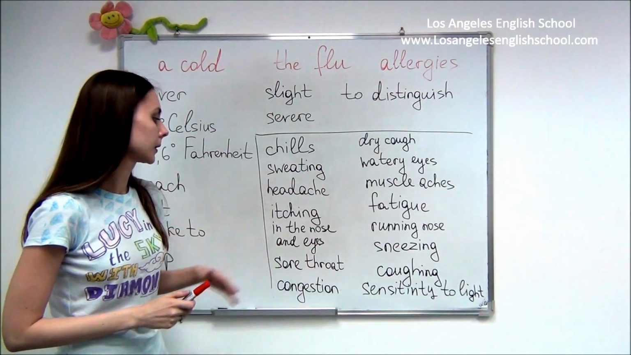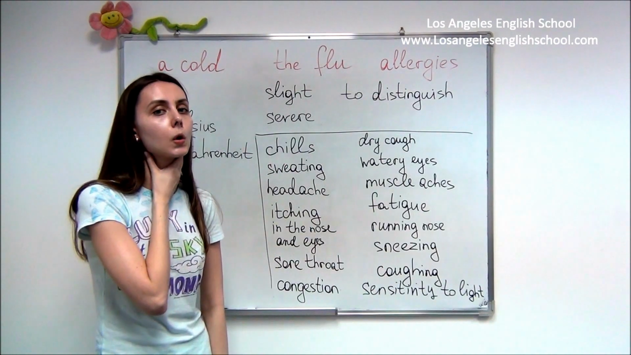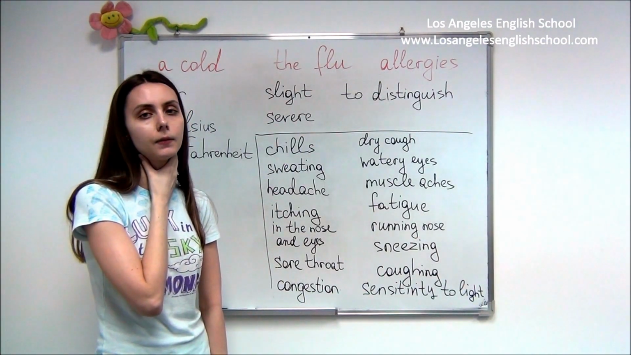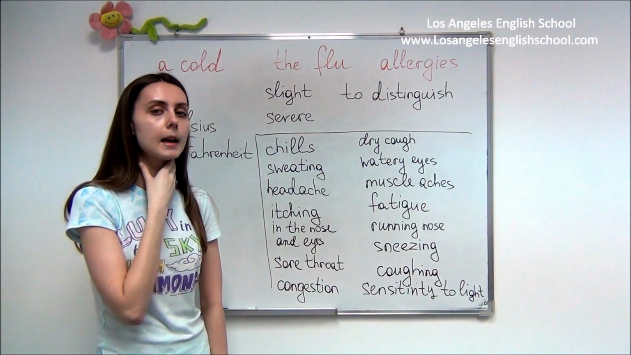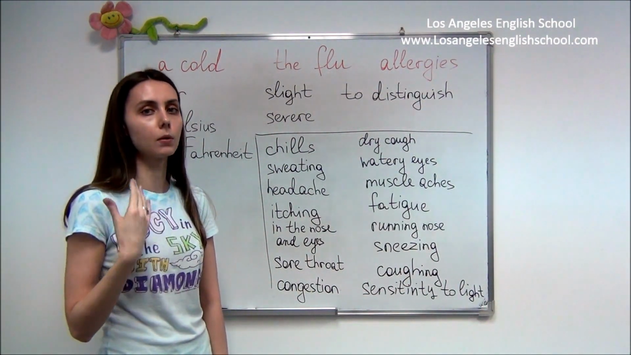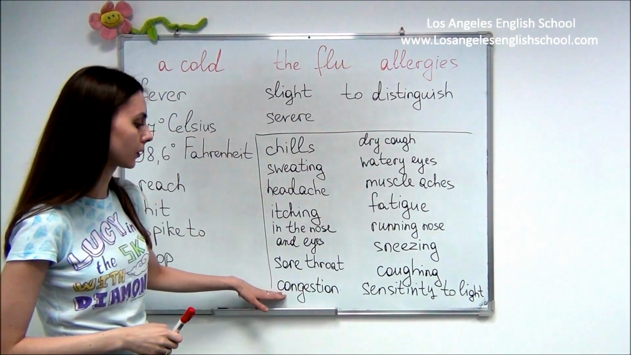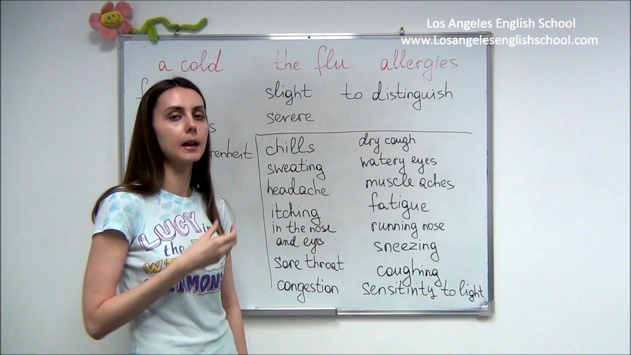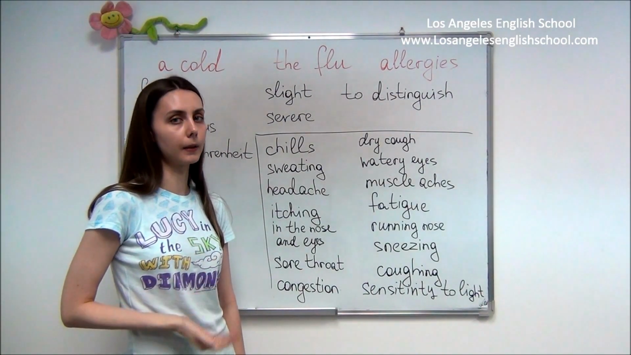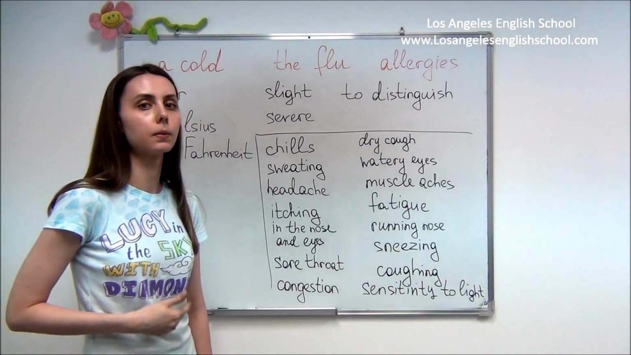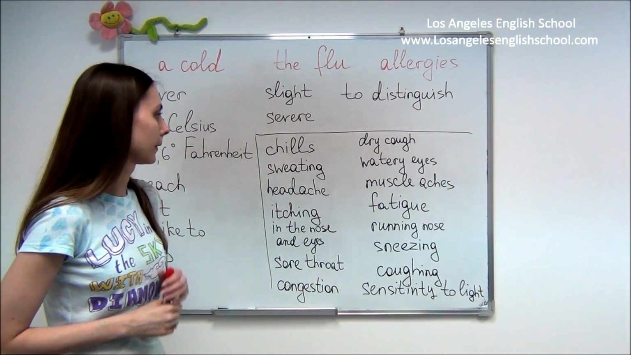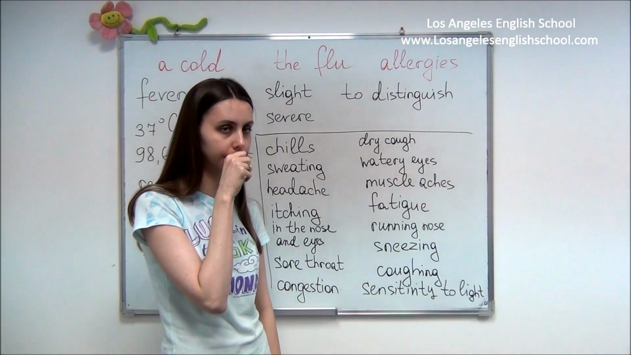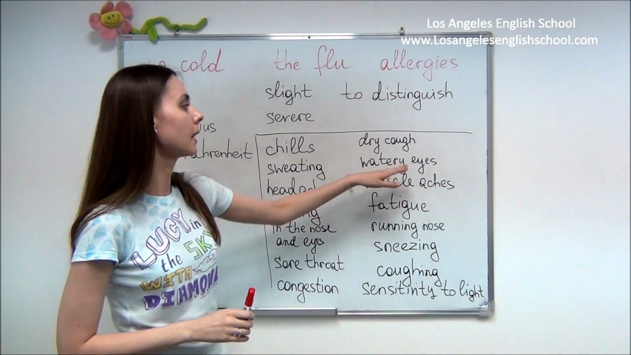Sore throat. Sore throat is when your throat is sore, it is ill or sick, and it's difficult for you to swallow, and you cannot drink, for example, cold water. Congestion. Congestion is when your nose is blocked and you have difficulty breathing. So it is difficult for you to breathe. The next is dry cough.